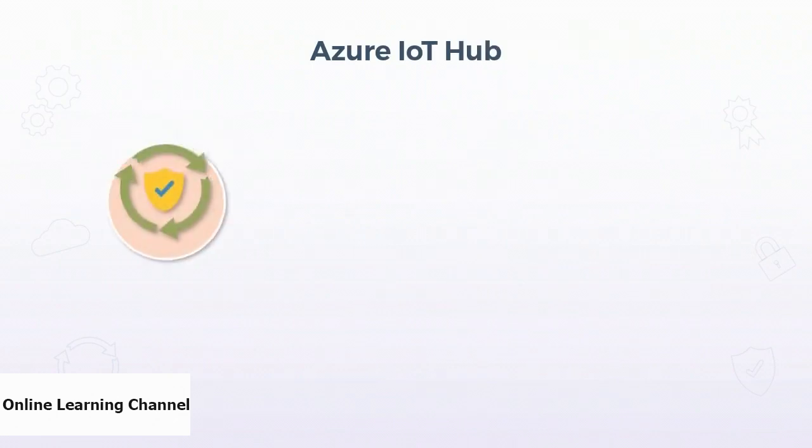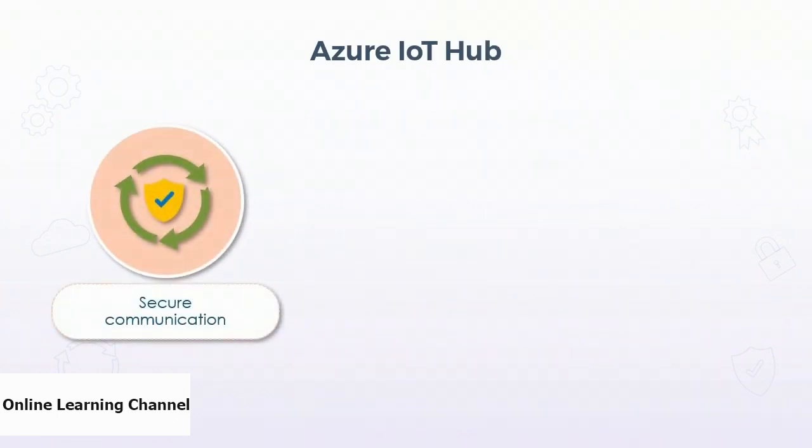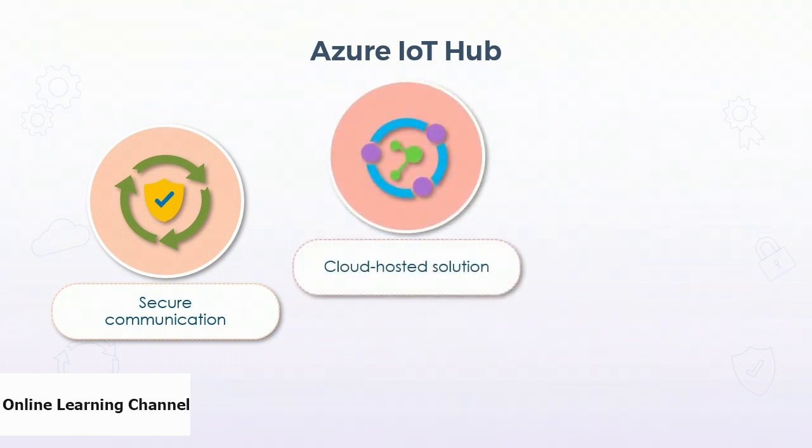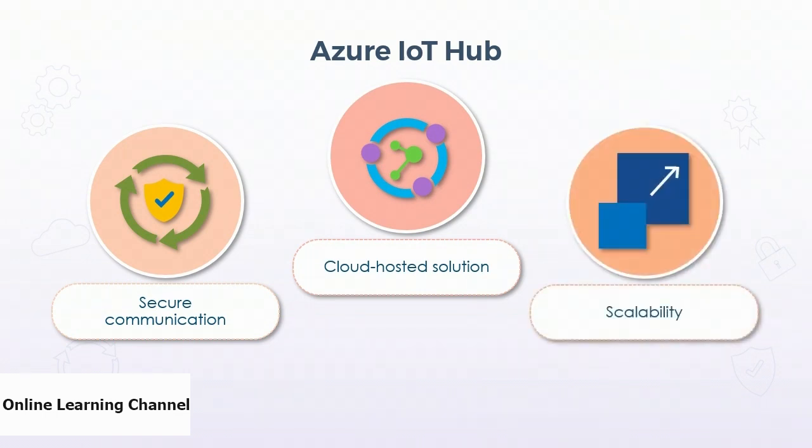Azure IoT Hub maintains a secure communication channel to potentially 1 million IoT devices. This way, devices can stream data to this cloud-hosted solution, which can then serve as an input to Stream Analytics. IoT Hub is scalable as more IoT devices are registered.